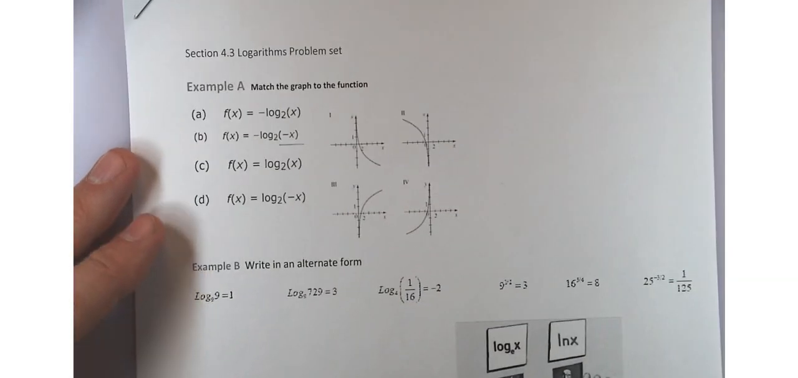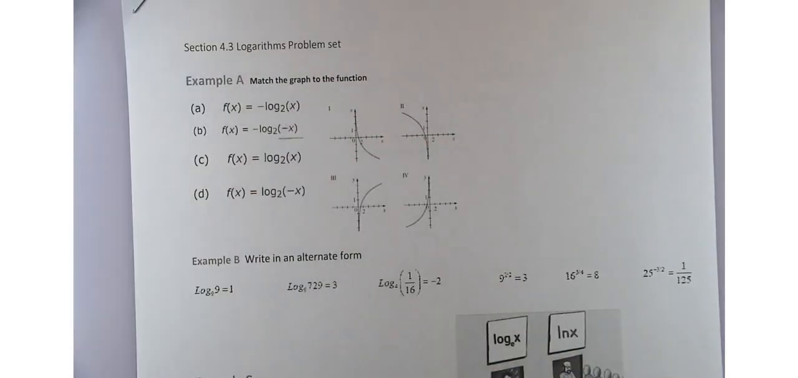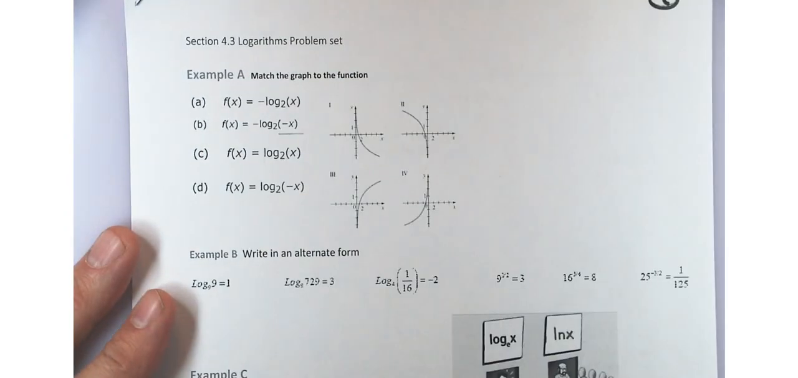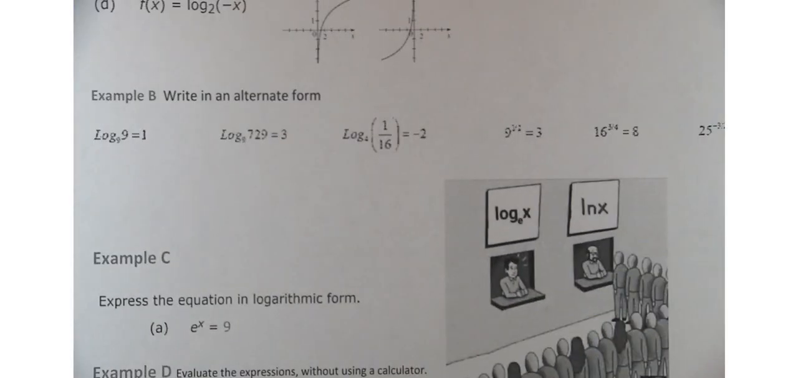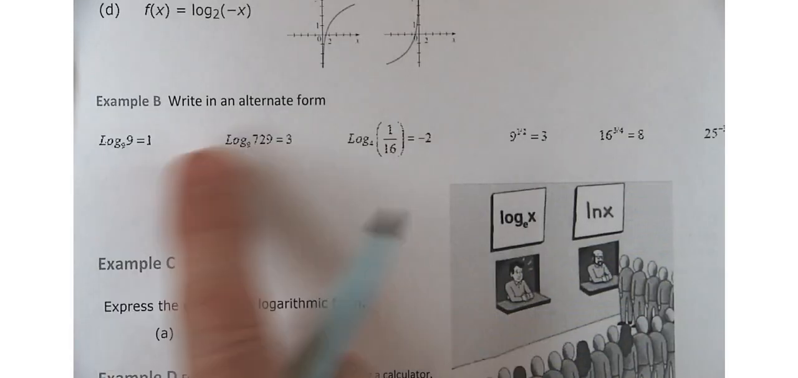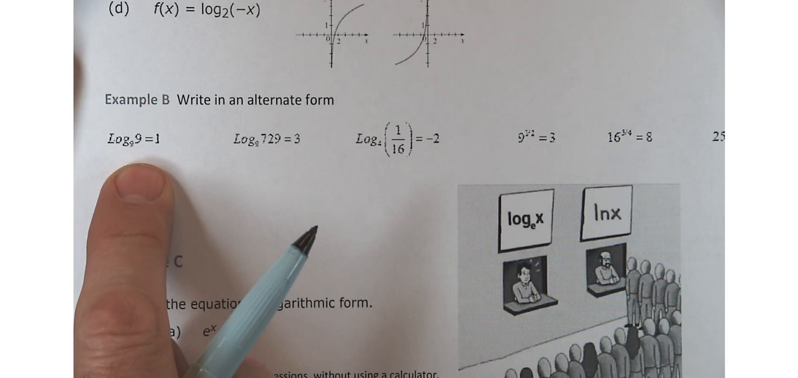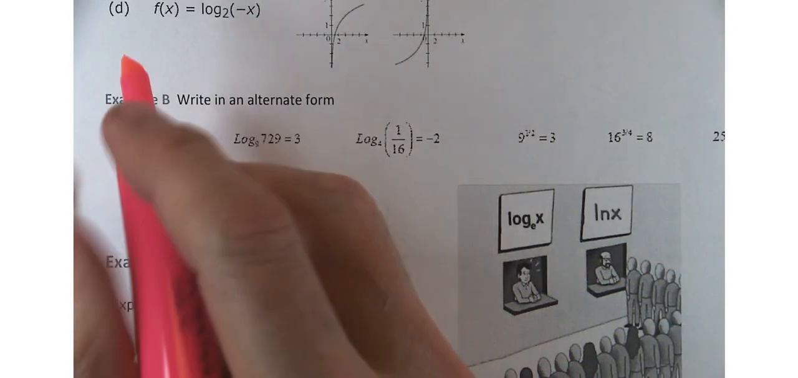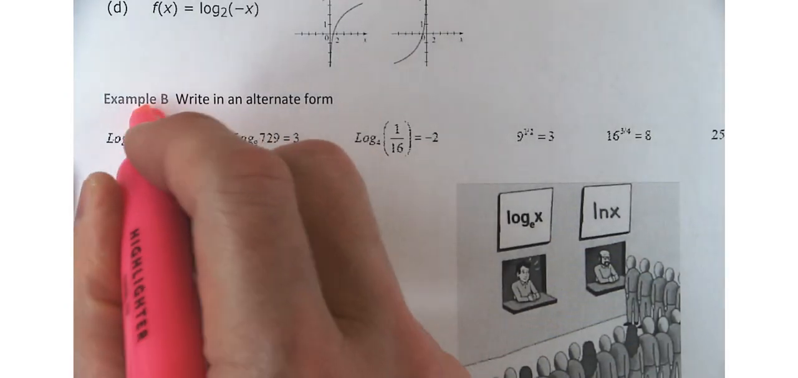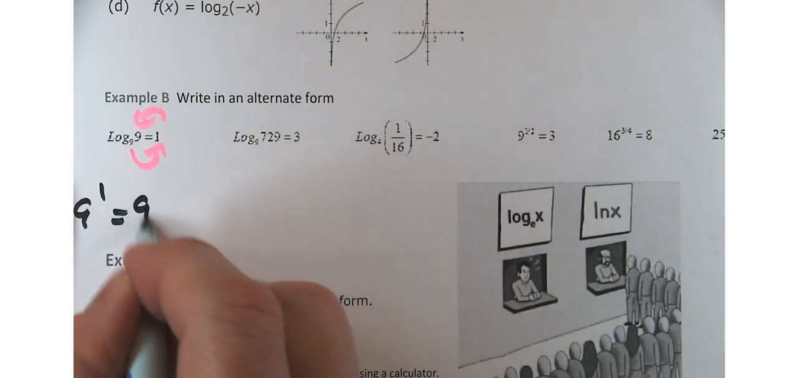So here's kind of the same thing with log base 2. So I'll leave that one for you to look at home. Try and figure out which graphs are which. But let's practice with these, writing them in alternate forms. So for instance, this one's in the logarithmic form. If you were to write it with an exponential form, it's going to look like this. You're going to start out with the base to this power equals this. So it's going to be 9 to the first power equals 9.